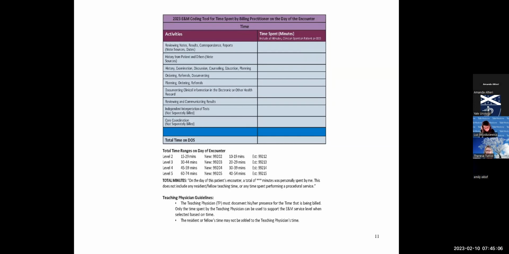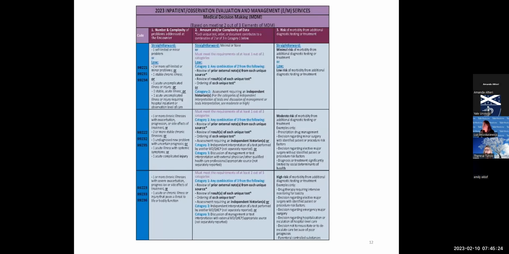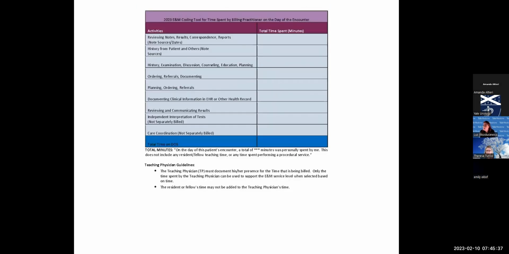And within the body of this E&M card, there are the teaching physician rules. So whenever you're billing an evaluation and management service based on time, you as the teaching physician need to bill for your own time. You cannot bill for any time spent by the resident where you are not also present. So we're going to click to the next slide, which is basically the same card, but for inpatient and observation, 99221, 99231, all the way down to the highest levels. And then the second part of that card also speaks to time. So again, having the electronic copies will be a lot clearer.